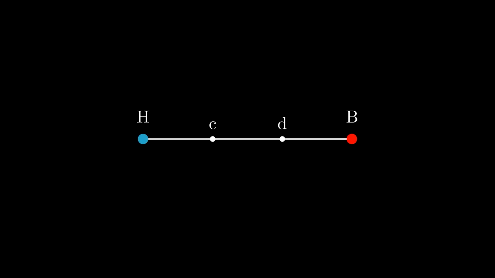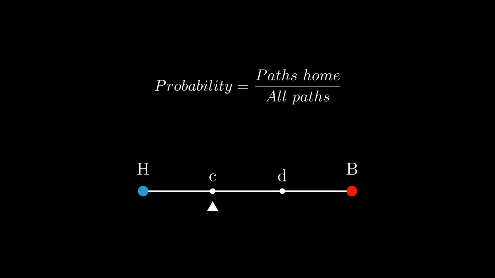Let's take this line of 4 nodes, or universes in our context, and see what we can find out. On one end is our warm home H, and on the other is a black hole B. If we start at point C here, with equal chance to move to any adjacent nodes at each step, what's the probability that we reach our home before we're consumed by the black hole?